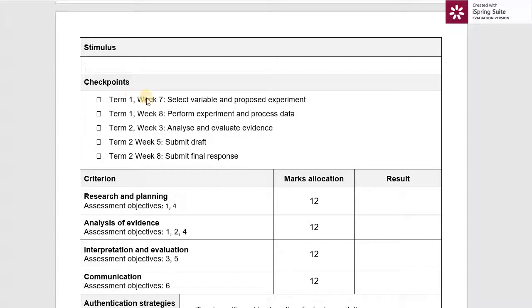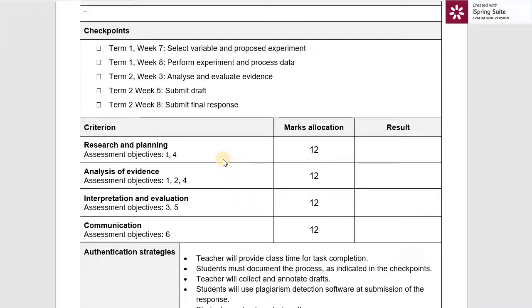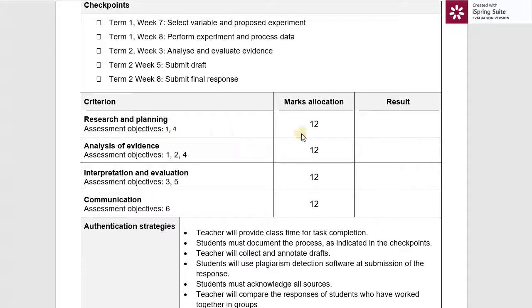In Term 1, Week 7, you will be required to select the variable that you want to investigate and propose your experimental design. In Term 1, Week 8, you'll start conducting your experiment and processing the data. By Term 2 in Week 3, you will begin analysing and evaluating the evidence. By Week 5 in Term 2, you will submit a draft, and in Week 8 you will submit your final response. Each of the criteria are worth equal marks, so each one is marked out of 12.